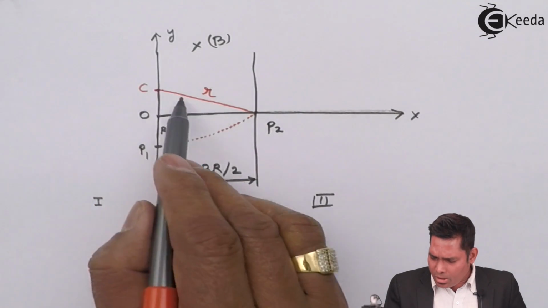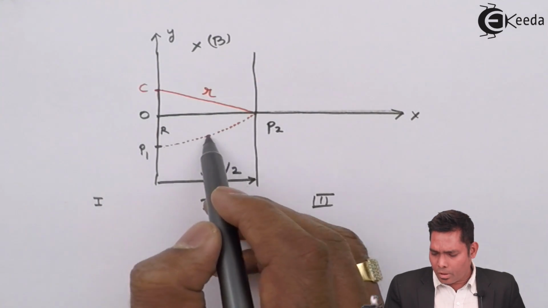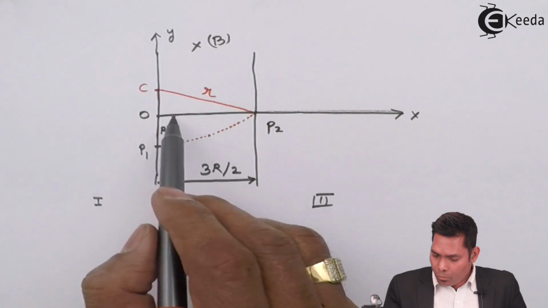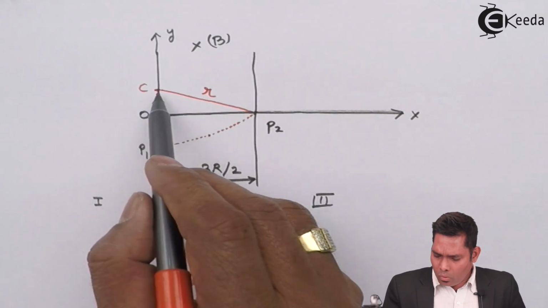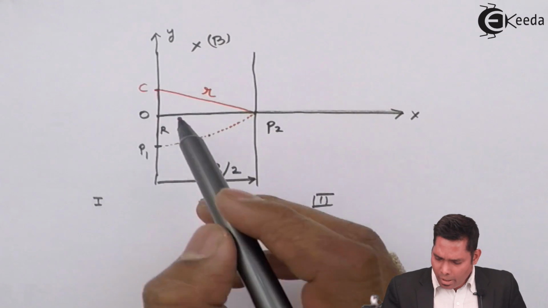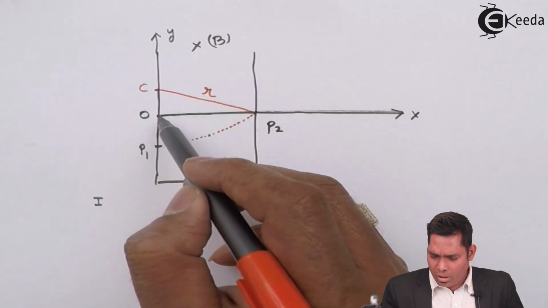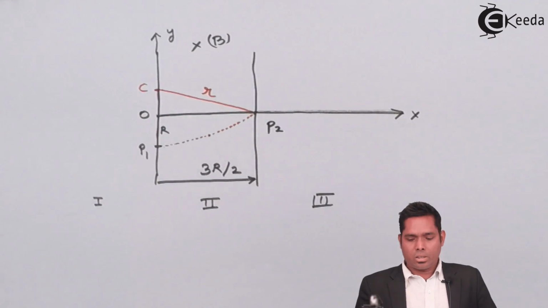Then obviously if this is r, then this should also be r, and to any point on this circumference, it should be r. Now we know this distance, which is 3r by 2. We know this distance, which is r, and this distance is small r. So we can calculate this distance as r minus this r.